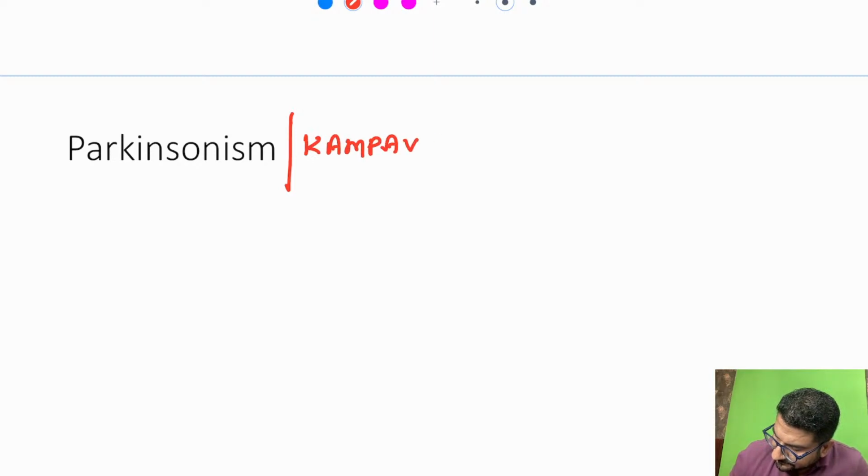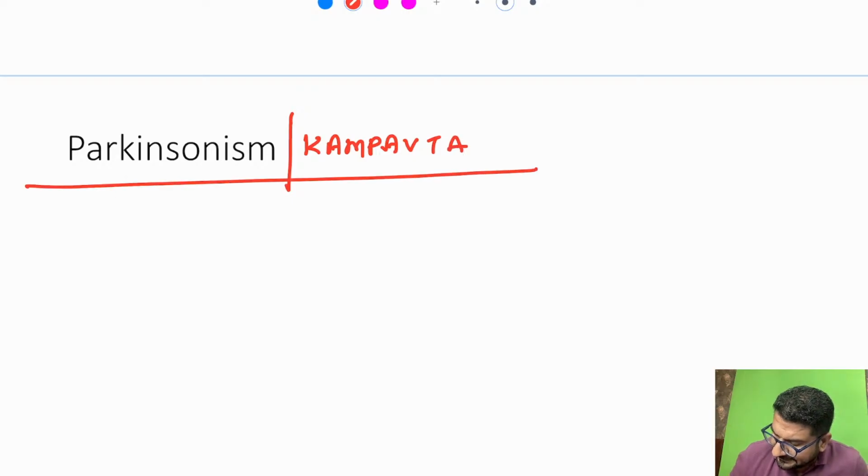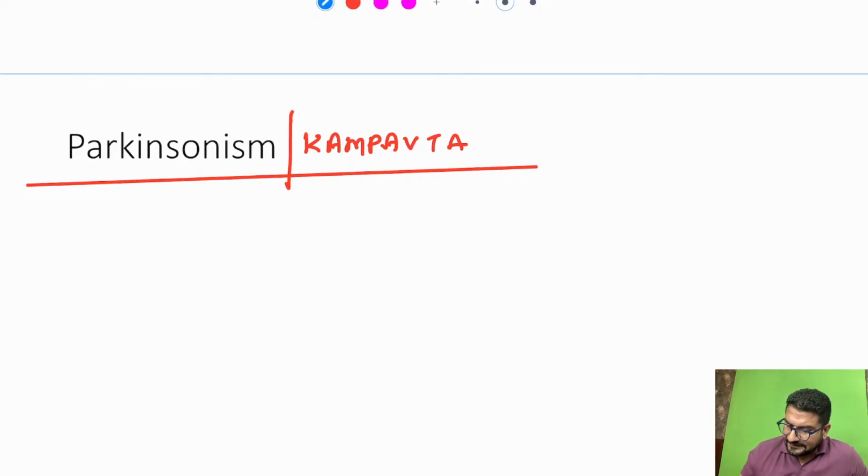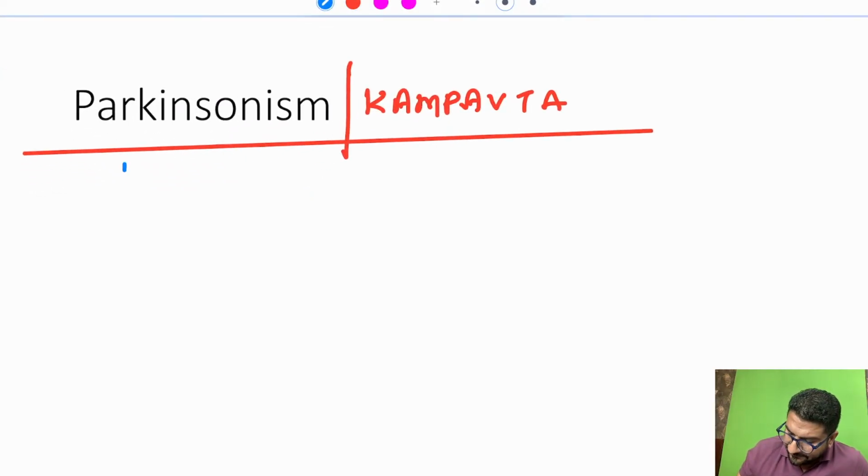This disease was first diagnosed by an American scientist. His name was James Parkinson. But before that, it was described in Sanskrit as Kampavata. Kamp means kampan, and kampan means tremor. So in Parkinson's, understand the earliest symptom we have is anosmia.